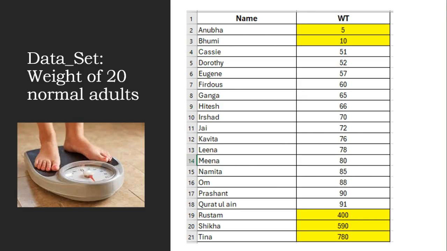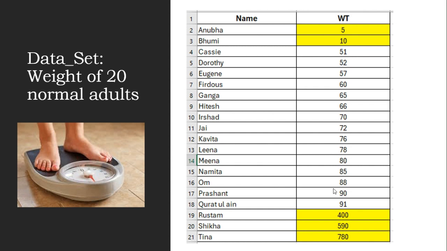So here is a data set, and it will be the same data set that I will be using for running the same in my Jupyter. This data set belongs to 20 normal adults, and the variable that we have captured is weight. You can see right from 5 to 780. These are the respective weights of all of those participants in the purpose of the study, and the units of these weights are in kgs.